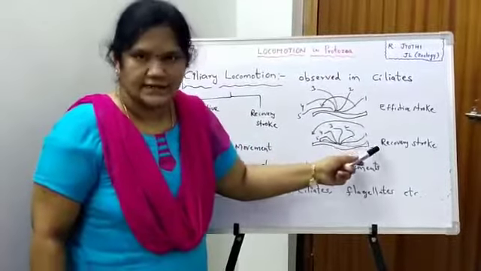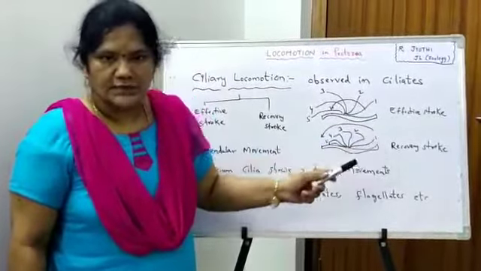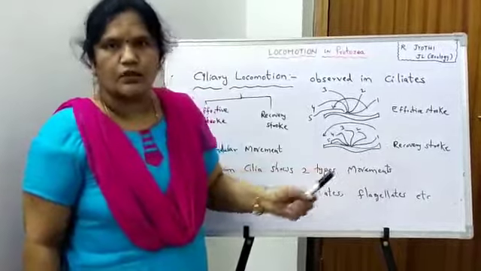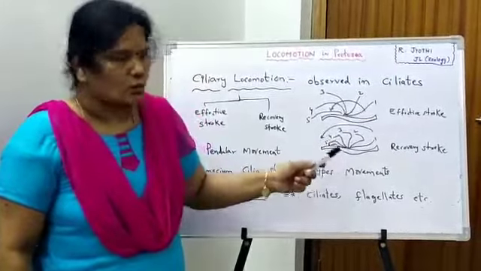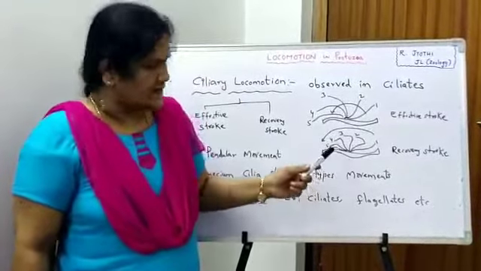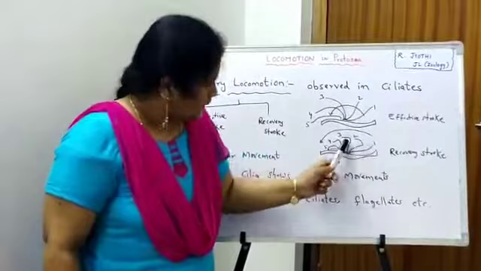Next one, recovery stroke. After the effective stroke, the cilium comes to its original position by its backwards movement without any resistance. It is called the recovery stroke in Paramecium.